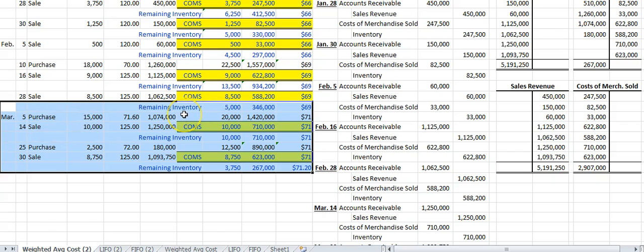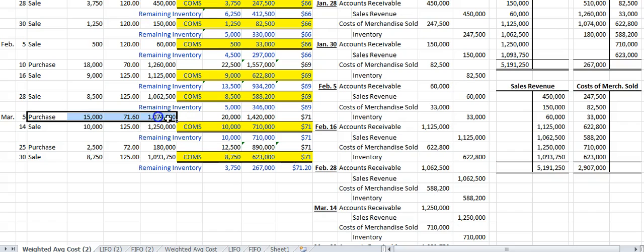I do a purchase. My individual purchase was given to me, remember, and this is going to be my cumulative inventory so that I can get a weighted average. So I have 5,000 units at 69.20. Remember, that comes from up here, this minus this, 5,000 units at 69.20. I purchased 15,000 units at 71.60. So 5,000 plus 15,000 means that I now have 20,000 units, right?